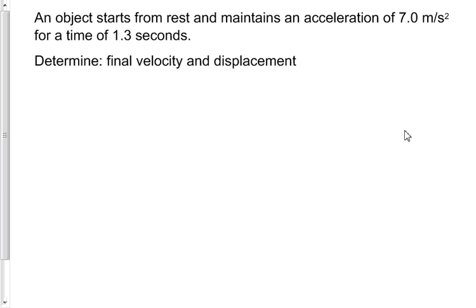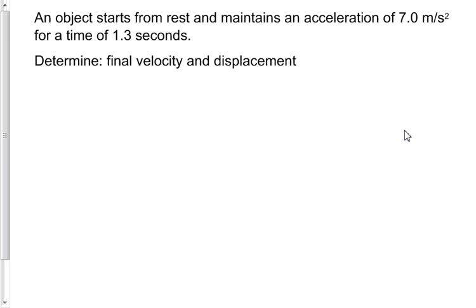An object starts from rest and maintains an acceleration of 7.0 meters per second squared for a time of 1.3 seconds. We're trying to figure out the final velocity and the displacement of this object. Now there are going to be multiple ways to do these types of problems. I'll show you that on this first problem, but if you go about a problem a separate way than your classmate or than I did, and you end up with the same answer, there's no reason to be alarmed. Like I said, there are multiple ways that will work on these.